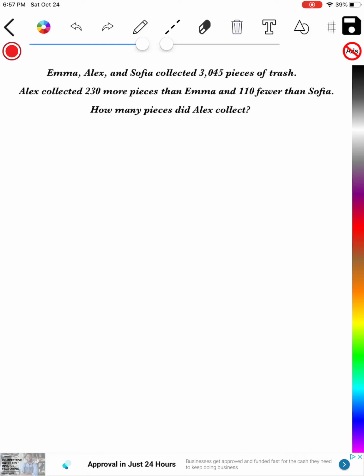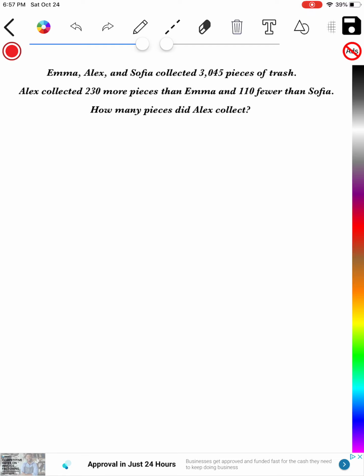Hey there, we're going to look at this bar modeling problem from the 4th grade textbook. And the first thing that we do when we start a bar modeling problem is we read the problem. So let's do it. Emma, Alex, and Sophia collected 3,045 pieces of trash. Alex collected 230 more pieces than Emma and 110 fewer than Sophia. How many pieces did Alex collect?